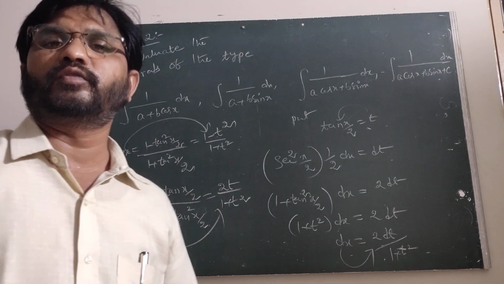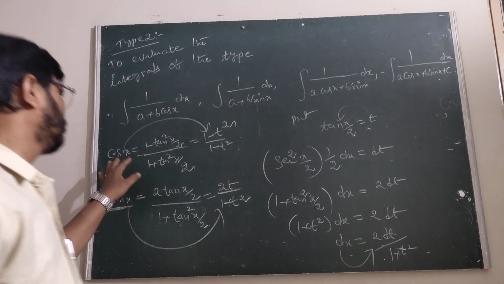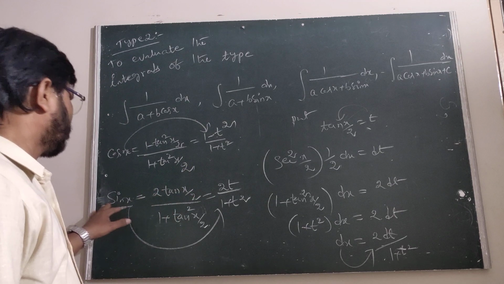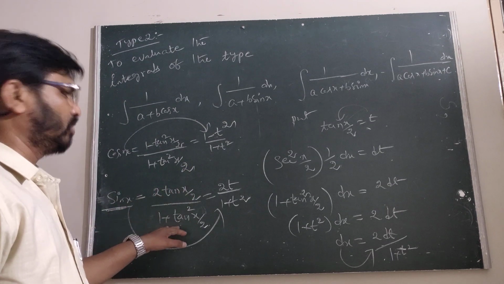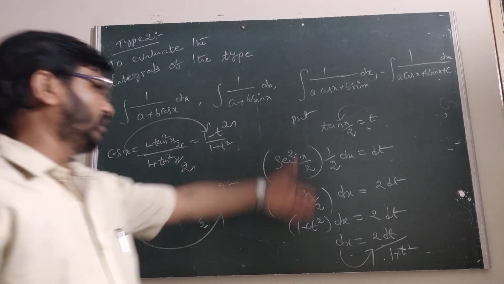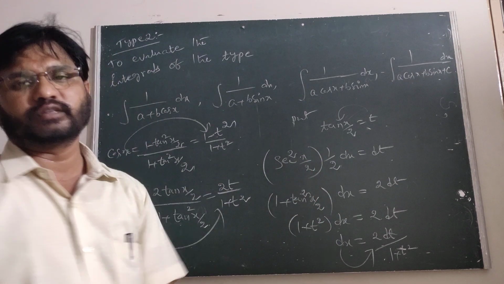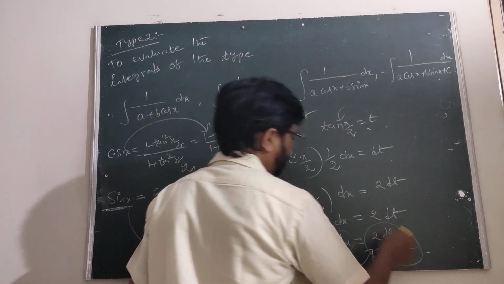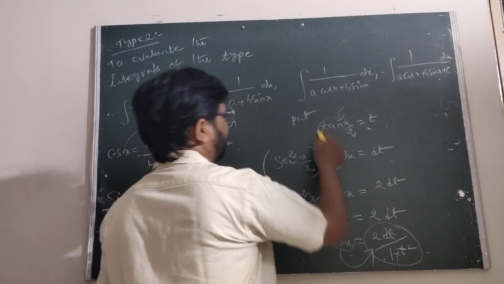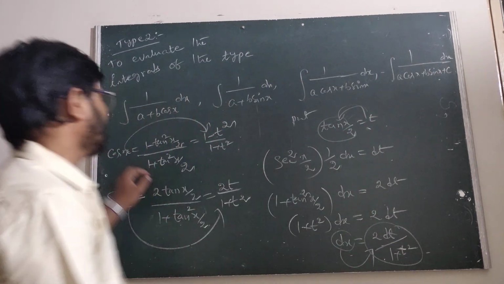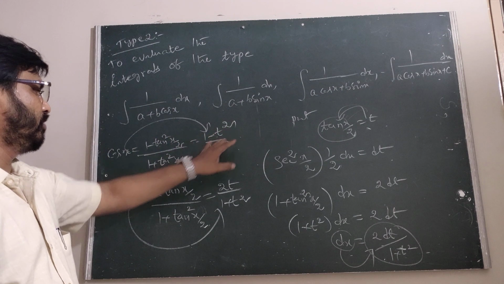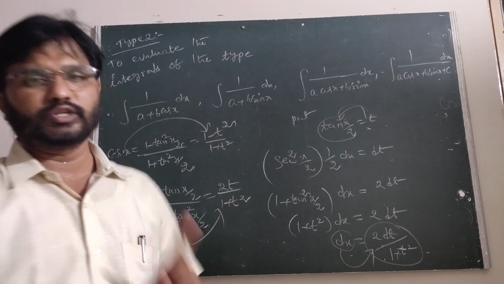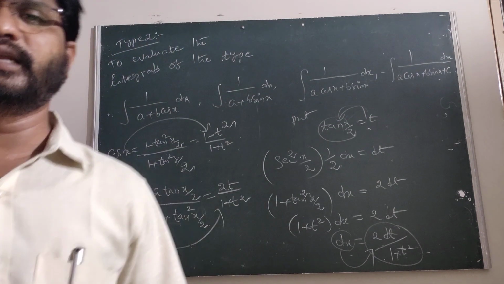We don't have to write every time that cos x is 1 minus tan square(x/2) by 1 plus tan square(x/2), and sin x is 2 tan(x/2) by 1 plus tan square(x/2). You can simply write dx is 2 dt by 1 plus t square, tan(x/2) is t, cos x is 1 minus t square by 1 plus t square, and sin x is 2t by 1 plus t square. Is it okay?